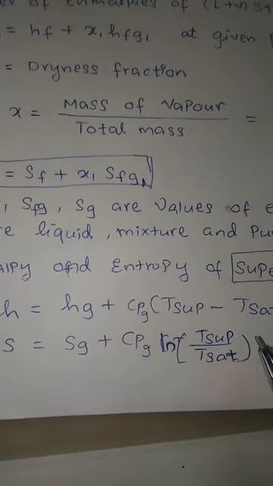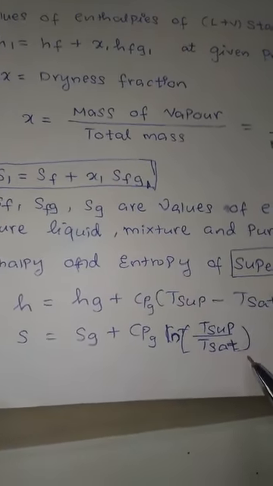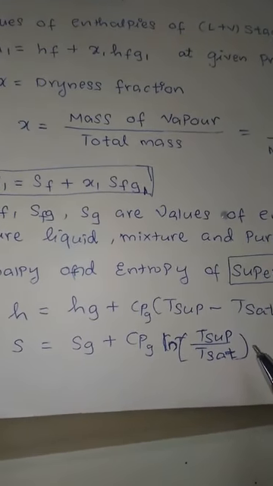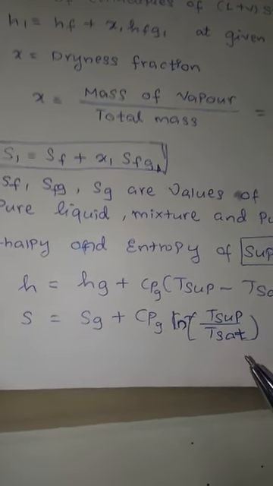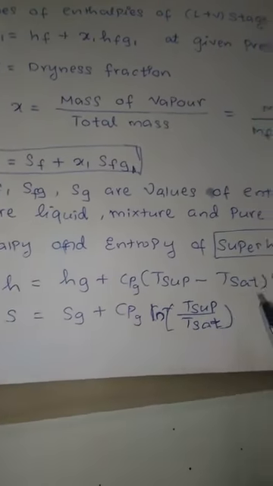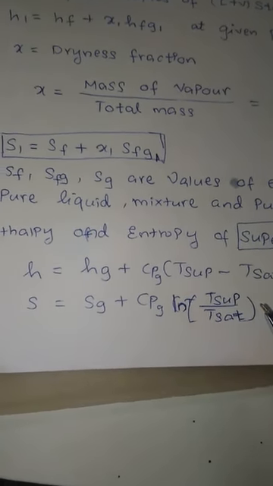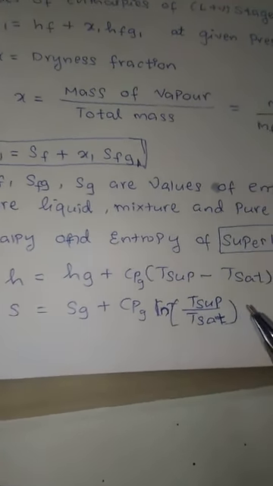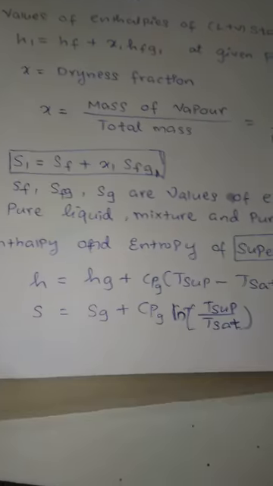Don't put in degree centigrade in case of entropy because it's the ratio of temperatures, and the conversion from Celsius to Kelvin involves addition of a constant. So the difference will remain the same, like in the enthalpy case, but the ratio won't remain the same. So it would affect your answer. So for the safe side, always convert the temperatures into Kelvin.